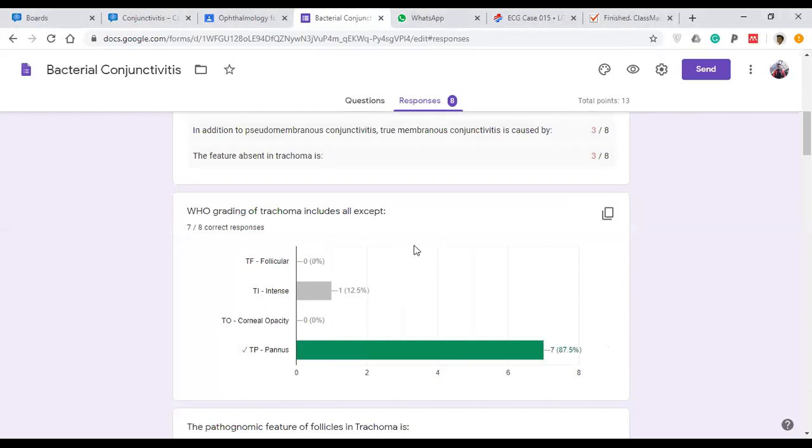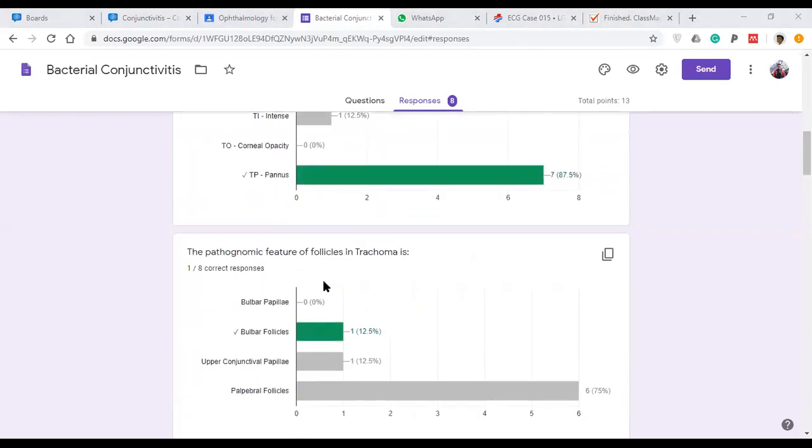Grading of trachoma includes all except. It's relatively easy. The FISTER classification. You have to remember the FISTER classification. Those 5 words encapsulate more or less all of the symptoms except a few. So pannus is not a part of the grading of trachoma in the FISTER classification. So this is the right answer.